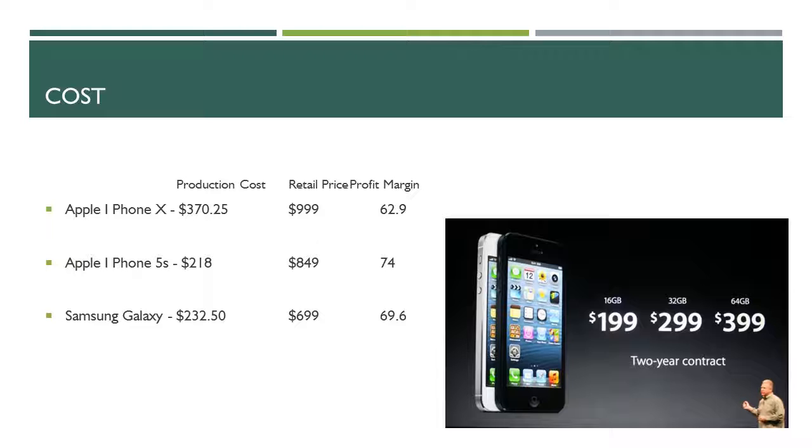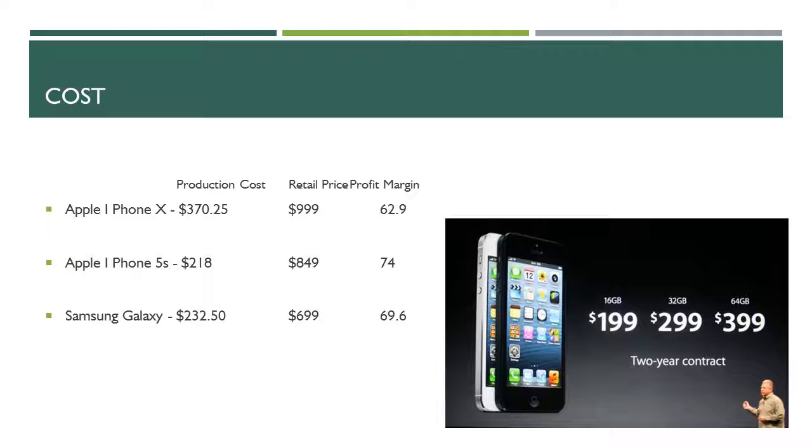So I chose just a couple different iPhones to take a look at here. So the first one is the brand new Apple iPhone X, and the production cost of that is actually $370.25. And the retail price for that is $999, leaving a profit margin of 62.9%. So that means for every single iPhone out there, they're making 62% of that.